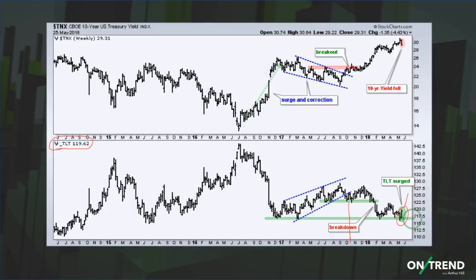So if Treasuries do move higher, that could be positive for bond proxies like utilities and REITs. And if Treasury yields move lower, it could weigh on banks.